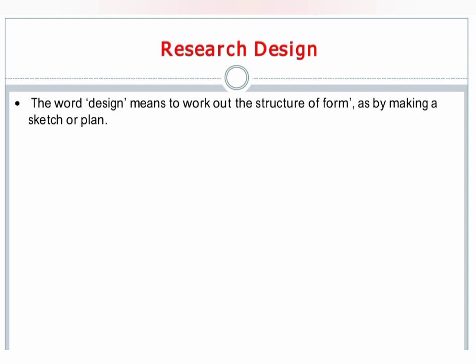The word design means to work out the structure of form as by making a sketch or plan. So here the design means we are taking a plan, a rough plan or rough sketch of how to do the research process. After taking the problem statement and doing the literature survey, we have the problem ready and we need to find the solution. So how to find the solution? We are taking a rough sketch here.